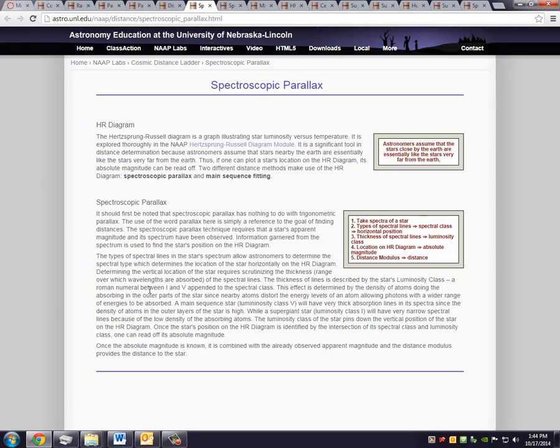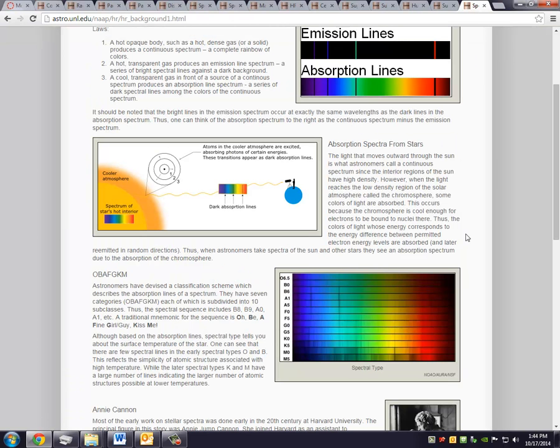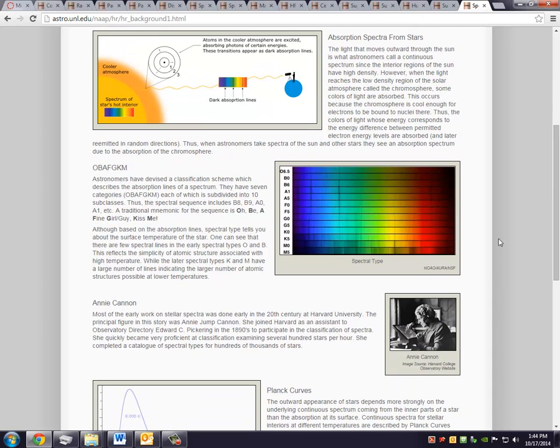And so in order to find out the distance to stars that are farther away than parallax can tell us, we have to use what's called spectroscopic parallax. And I wanted to remind you, show you a background page from the Hertzsprung-Russell diagram. Remember this image? These are all spectrums of stars. And notice that they're all essentially the visible light spectrum, ROY G BIV. But notice there are little black lines. Those are those absorption lines.